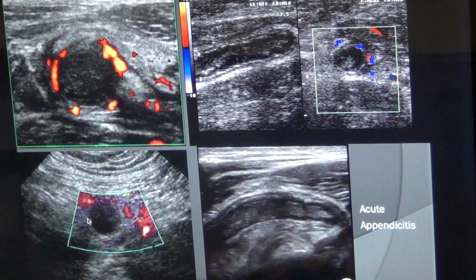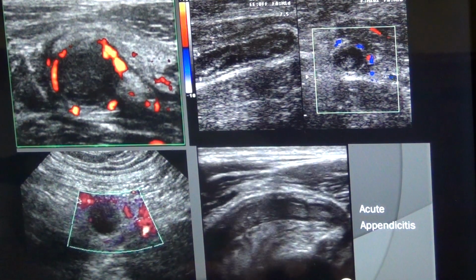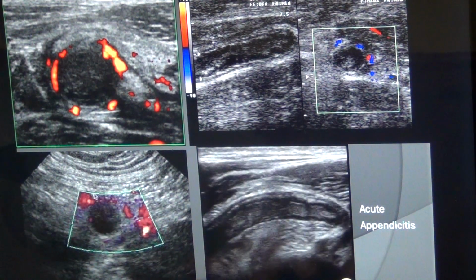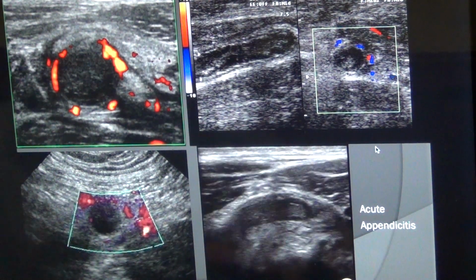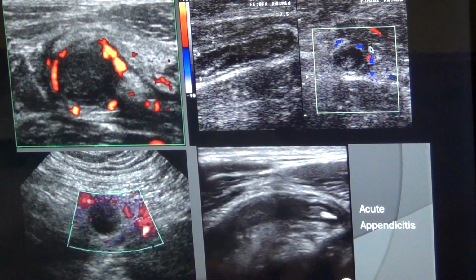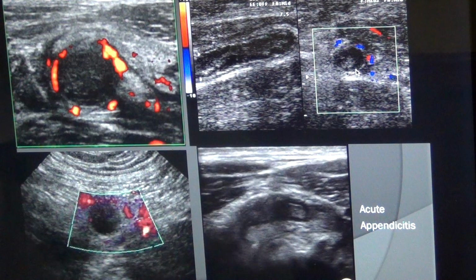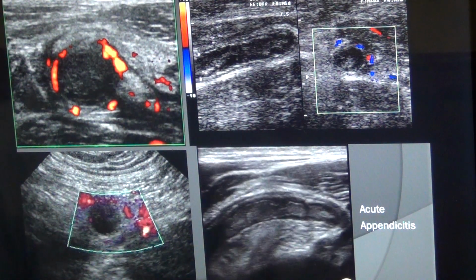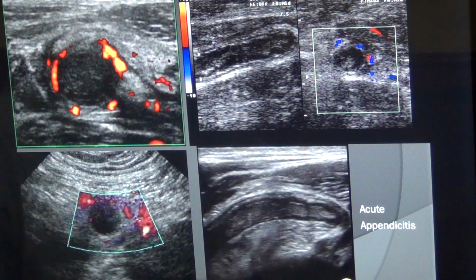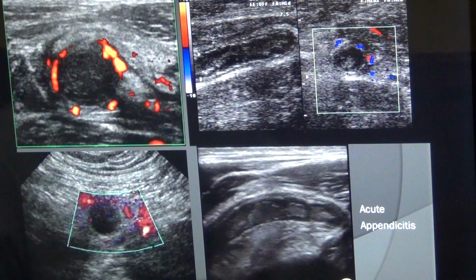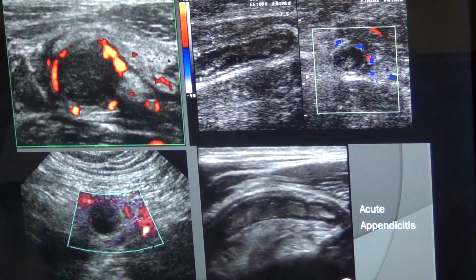This is the target sign. This color is power Doppler color. With power Doppler color, you can see the appendix has a target sign. Here you can see the vascularity is increased and the target sign. Make sure you must correlate your findings with the patient's history and the physical examination and blood report. When all those match together, then you can propose that it is suggestive of acute appendicitis.